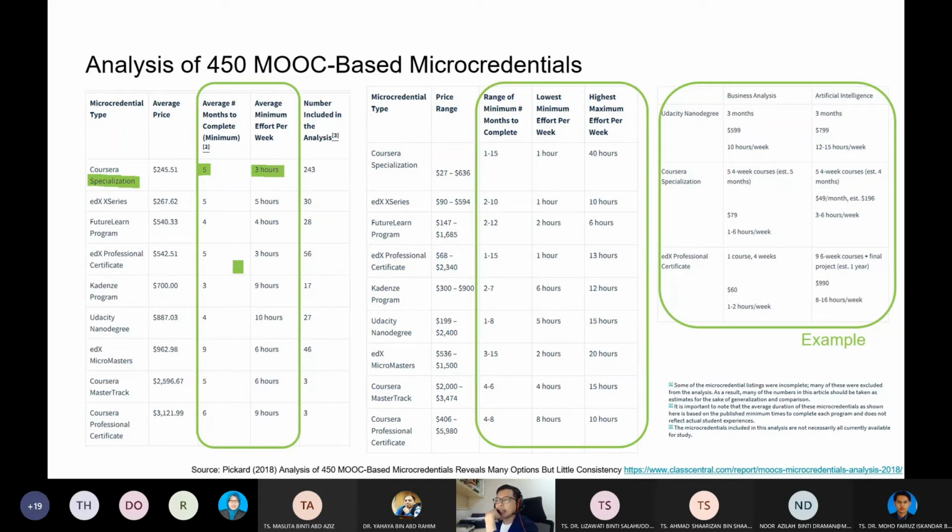And then you can see the maximum, maybe if you're talking about micro degrees, micro masters, nano degrees, the minimum months to complete is about this. Okay, it's just like a degree. But the effort per week can be as low as 1 hour.